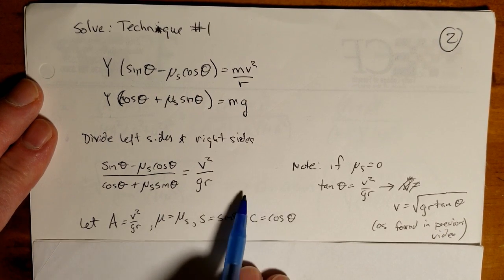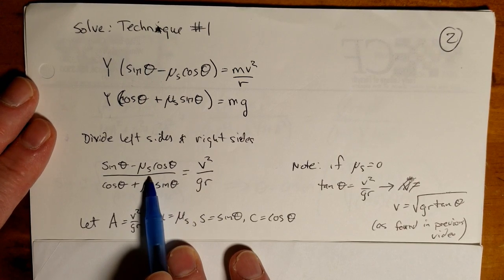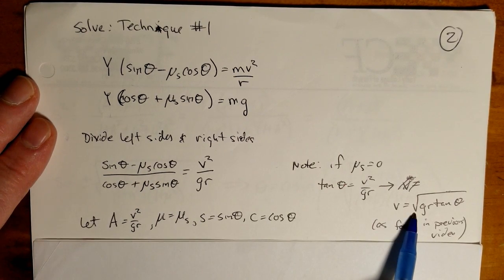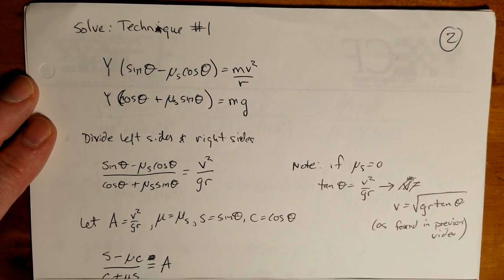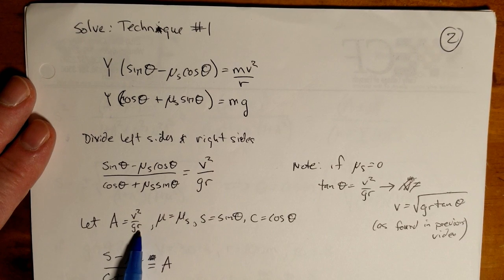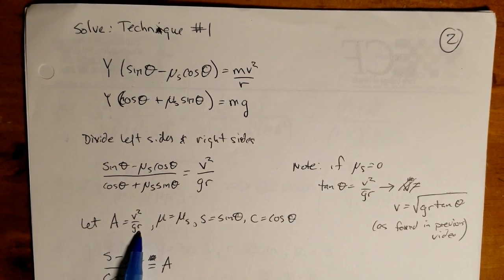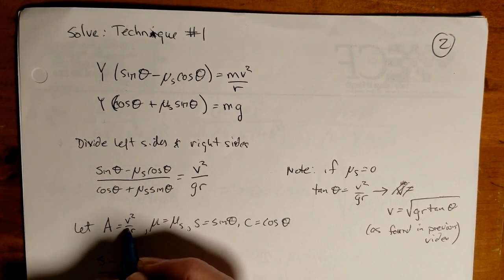Now, if you look at the previous video, this is just a quick check. If mu is equal to 0, like it was in the frictionless situation, we end up with the speed being the square root of gr tan theta, which is what we got in the previous video. I'm also going to let a equal v squared over gr, just because the more I write, the more chances I have to make a mistake. So I'm just going to simplify what I've written here.